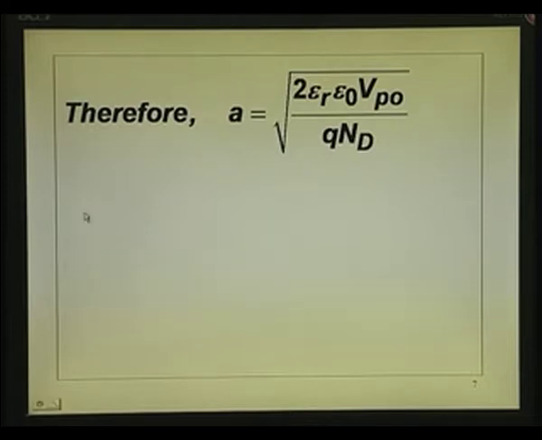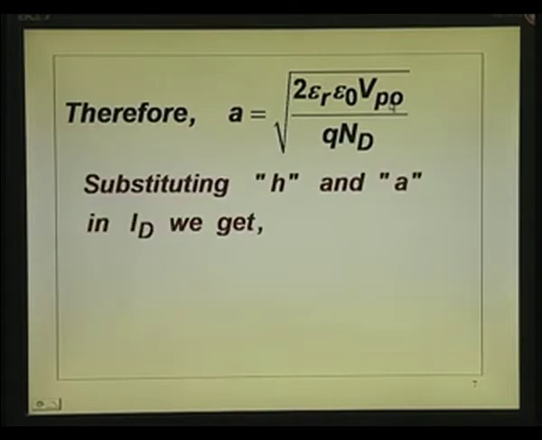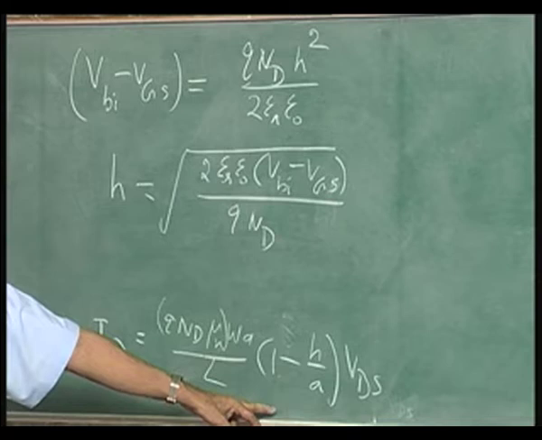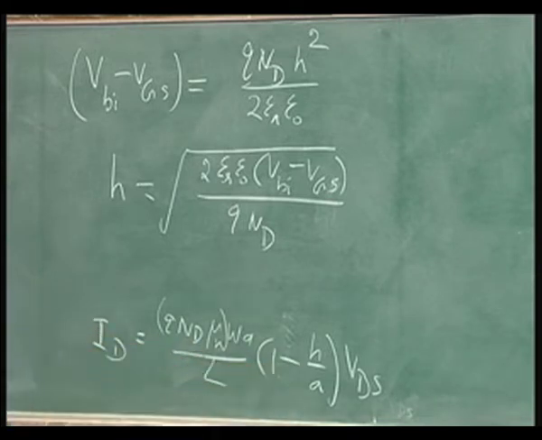So, that is the same equation. When we wrote H here, the Vp 0 is replaced by VBI minus VGS. Now, therefore, substituting H and A in ID, we get the term G naught into 1 minus H by A VDS. So, I substitute for H and A.